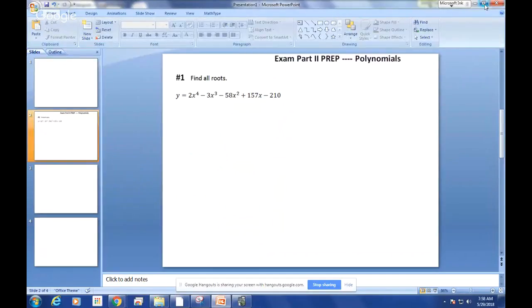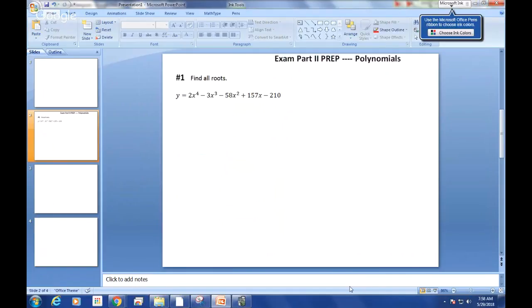How many solutions or roots or zeros are we going to find here? 4. How does she know that we're going to find 4? Because there's 4 x's. Close. The exponent on the first one is 4. The first one here is a 4, so that tells me that there are going to be 4 solutions we're going to find. So when do we stop working on this problem? When we find 4 solutions.